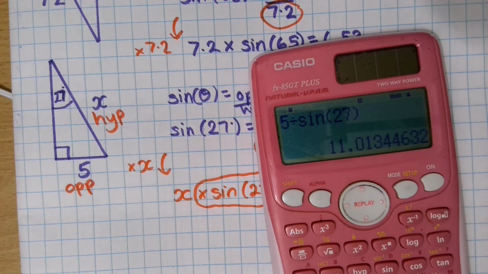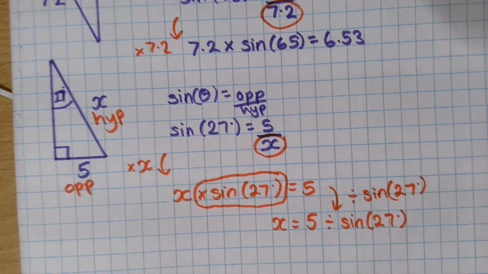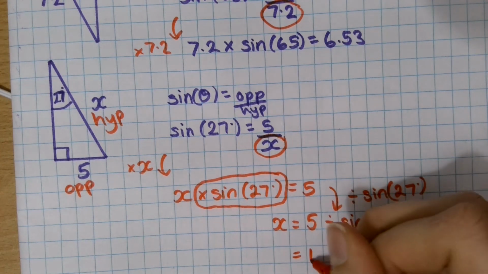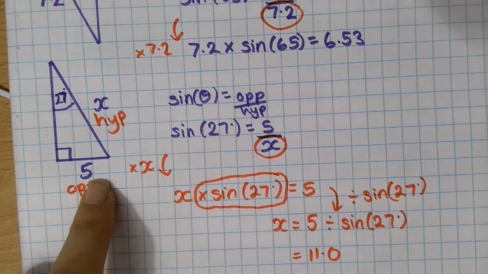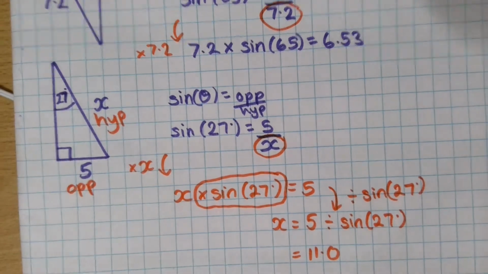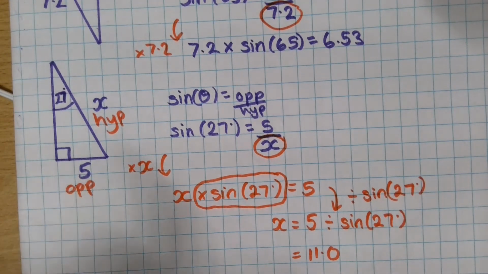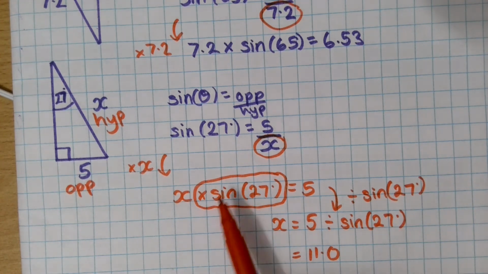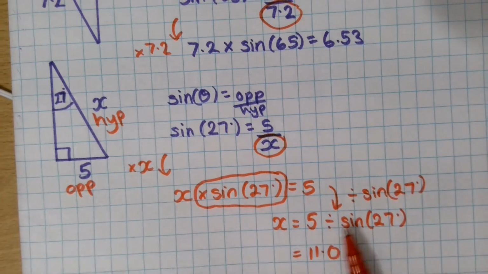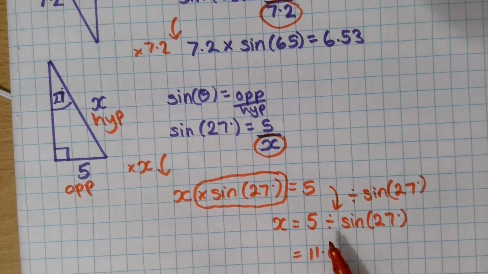Which gives me 11.0. Three significant figures, that is. Does that make sense for this? Yes. It's the hypotenuse. It's supposed to be the longest side, so that does make sense in this case.